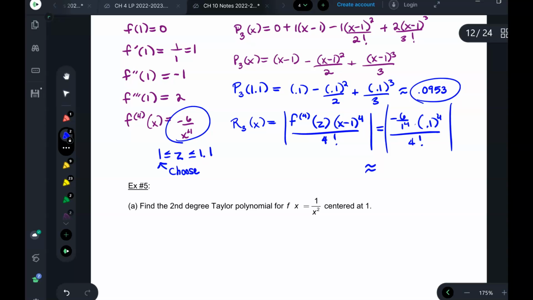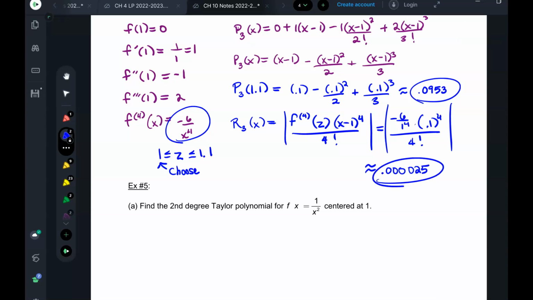These numbers are going to get really small, so if you want to write in scientific notation, that's fine. I refuse to use that. Yeah, I hate it. That's totally fine. I hate it. 8th grade ruined that for me. Okay. So 1, 2, 3, 4 zeros, 2, 5. So this tells us how accurate our approximation was. Very close.